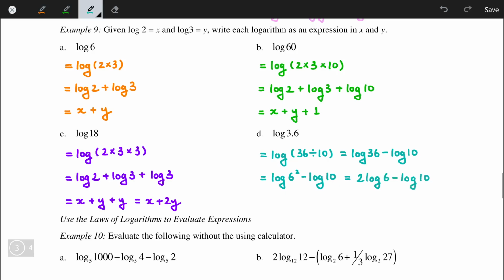From before, we know log 6 is equal to just x plus y, so we have 2 and then x plus y. And of course, also from before, we know that log 10 is just 1. So we have 2 times x plus y in parentheses minus 1. Okay. And that's it.